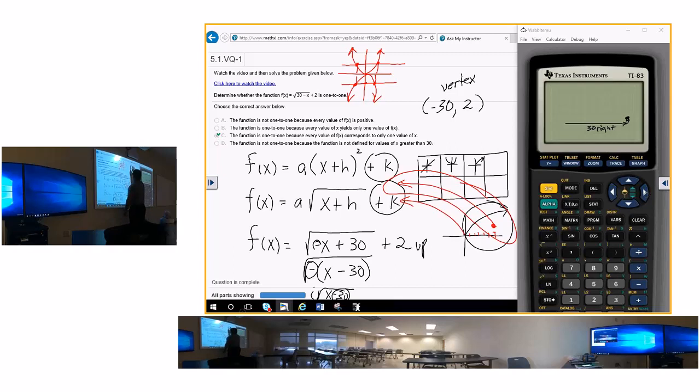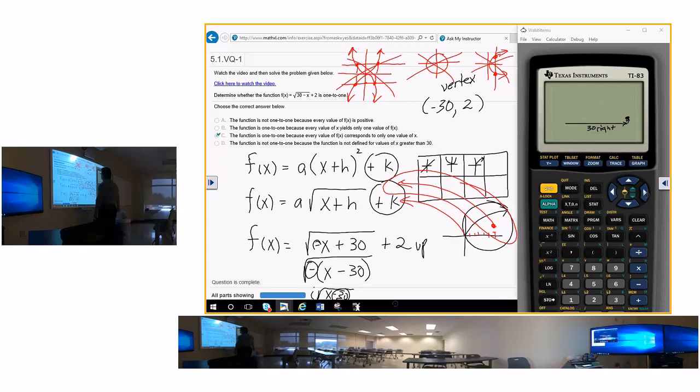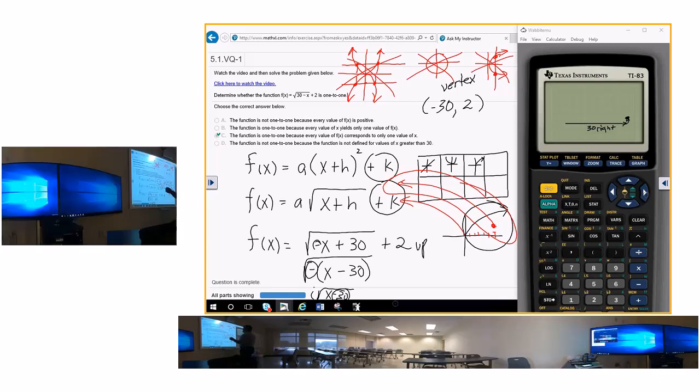Or a circle, or a hyperbola. One x gives us 2 what? These are not one-to-one. This is not one-to-one, this is not one-to-one, and this is not one-to-one. So if you have a line, and that line is either straight or going in one direction and not 2 directions, chances are you're going to have a one-to-one function.